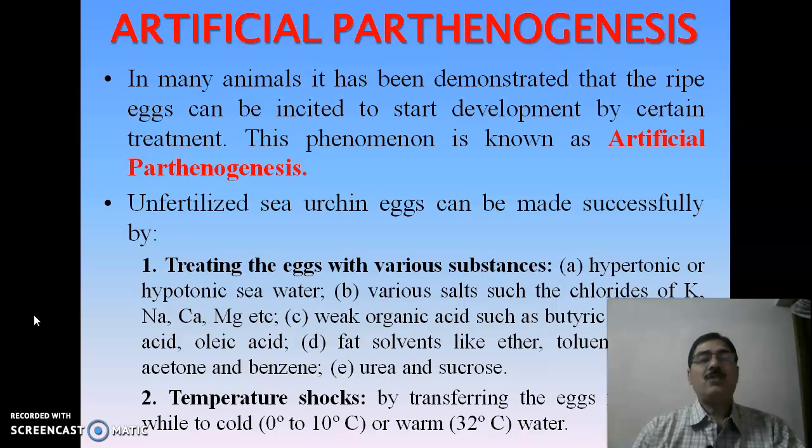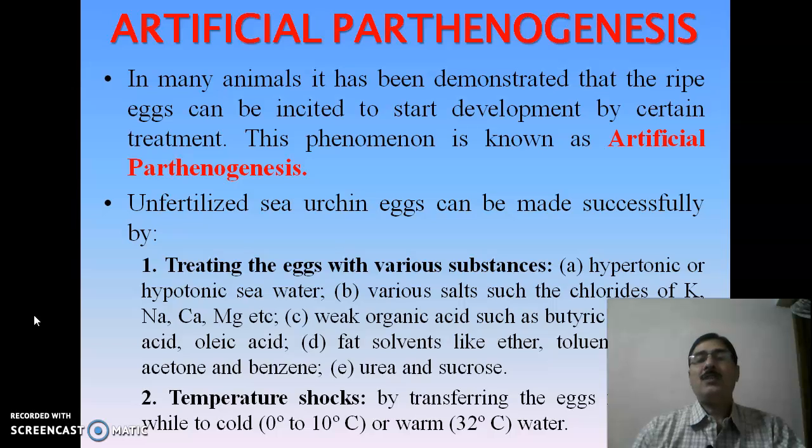The unfertilized sea urchin egg can be made successfully by treating the eggs with various substances. It can be the hypertonic or hypotonic seawater, the various salts which includes the chloride of potassium, sodium, calcium and magnesium, the weak organic acids such as butyric acid, lactic acid or oleic acid, the fat solvents like ether, toluene, alcohol, acetone and benzene, and urea and sucrose. These are certain substances or the chemical agents which can induce artificial parthenogenesis in sea urchin eggs.